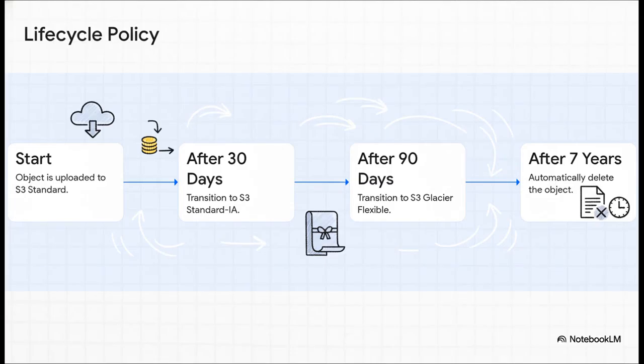A lifecycle policy is just a super simple set of rules you give to S3. This example here is incredibly common. A new file gets uploaded and it starts its life in S3 standard. If nobody touches it for 30 days, S3 automatically moves it to the cheaper standard IA. If it's still untouched after 90 days, it gets moved again to an even cheaper Glacier archive. And finally, after 7 years, maybe for a compliance reason like GDPR, it can automatically delete the object for you. You literally set it up once and it saves you money forever.